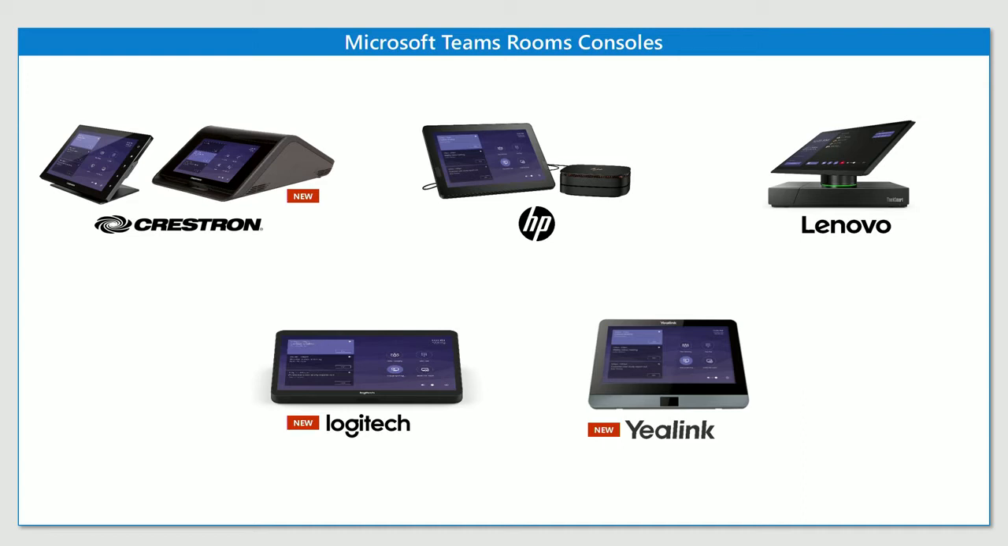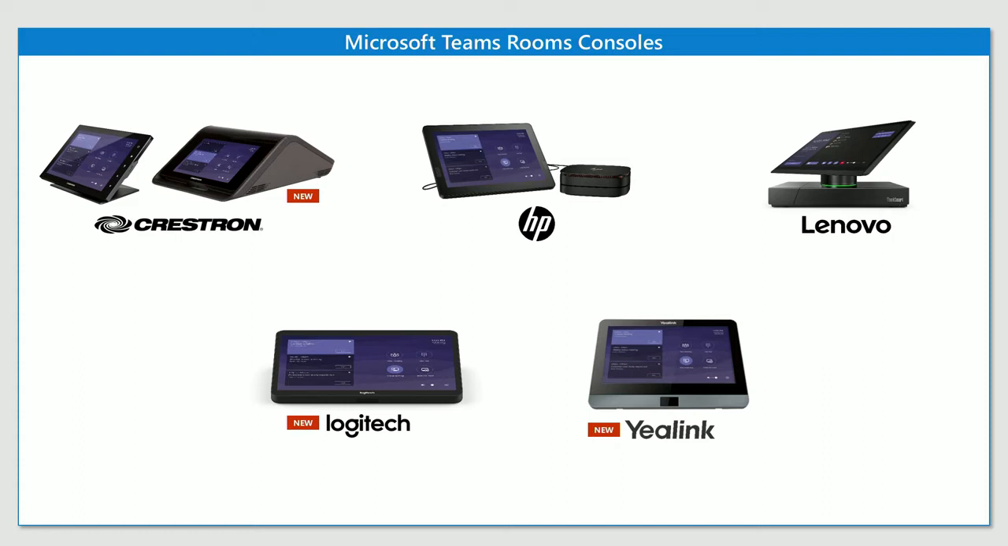And what you'll see here again is different types of capabilities within the compute and console itself. Everything from the upper right corner, we have the Lenovo and HP device, and the Crestron that's marked as new. Those 3 have audio built right into the device. So you can put that on the table. It's got a speaker and a microphone built in. Add a camera and a screen, and that's all you need to do.